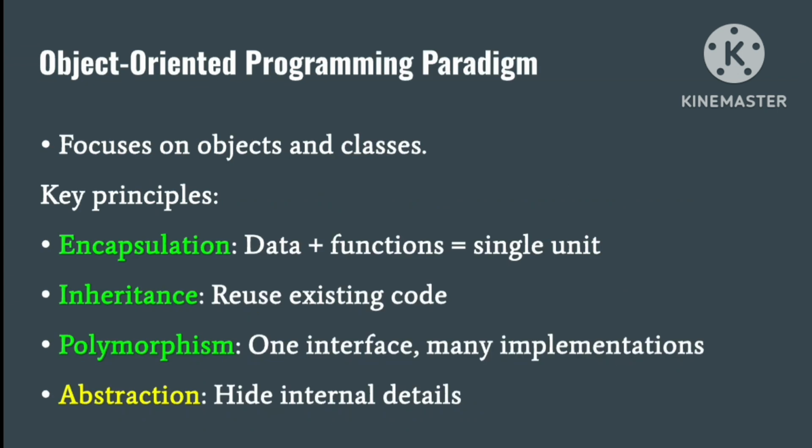Now let's learn about object-oriented programming. Object-oriented programming focuses on objects and classes. There are some key principles of object-oriented programming, such as encapsulation, where data and functions are combined into a single unit. Inheritance, where existing code can be reused when a class uses implementations of other classes. Then polymorphism, where many implementations can take place in one class. Then abstraction, also called data abstraction, where internal details are hidden using private, protected, or public data access modes.